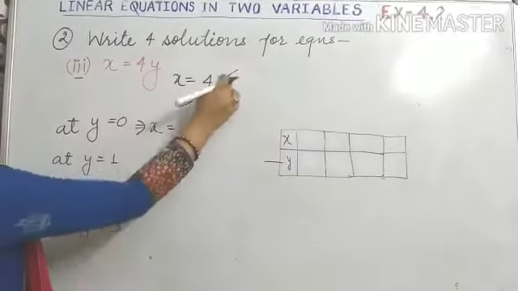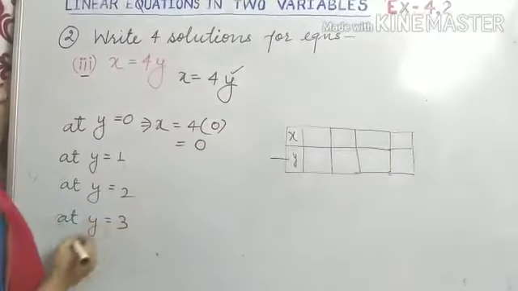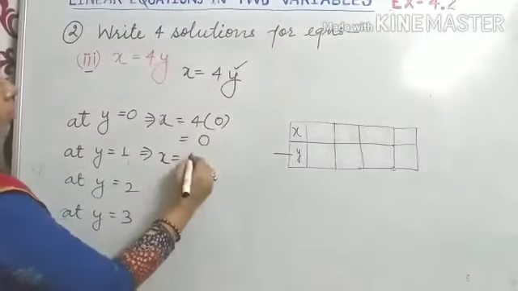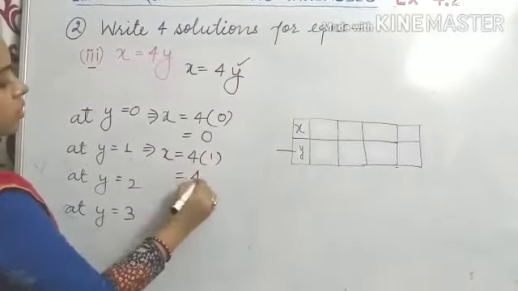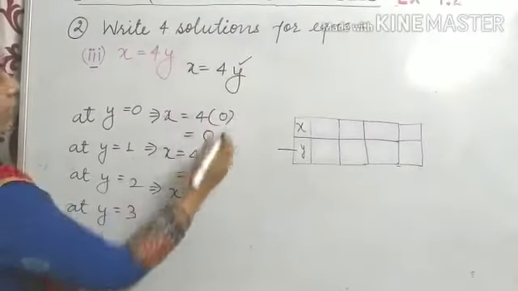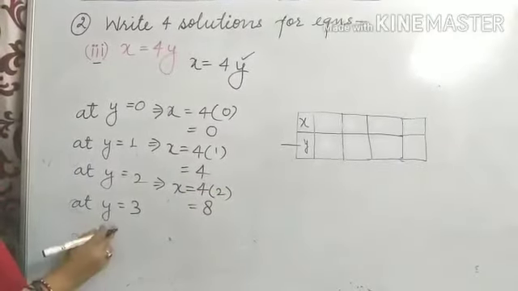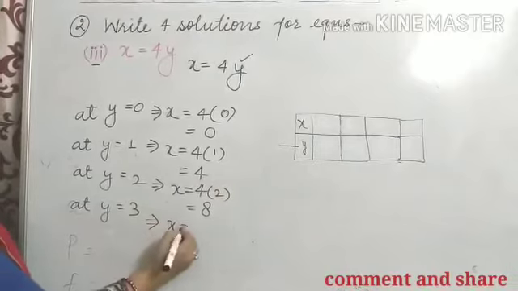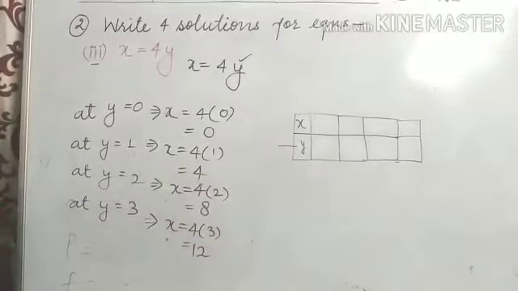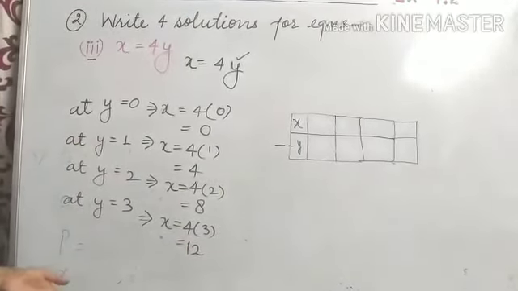For y equal to 0, x is equal to 4 times 0, which is equal to 0. For y equal to 1, x is equal to 4 times 1, which is 4. For y equal to 2, x is equal to 4 times 2, equal to 8. And for y equal to 3, x is equal to 4 times 3, which is 12. Now you can see this method is more convenient than the previous one in which we were getting fractional values.